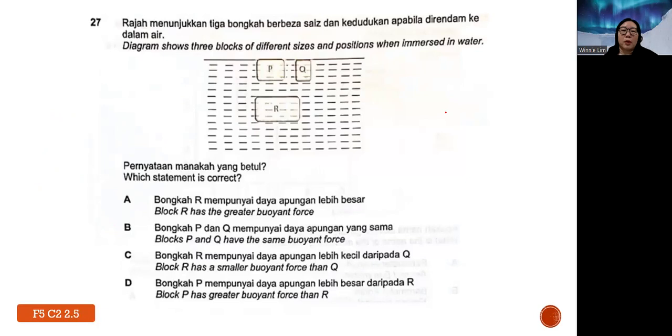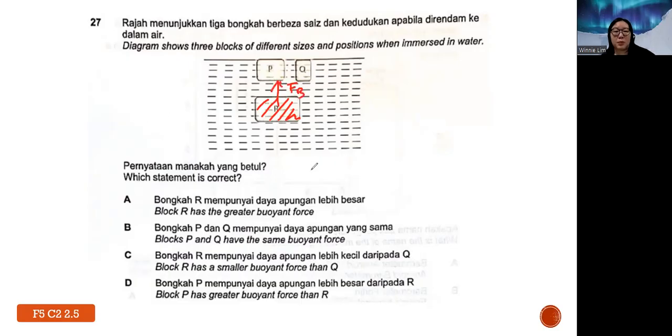27. Diagram shows 3 blocks of different size and position when immersed in water. Which statement is correct? Basically P and Q are near the surface, but R is deeper. R is deeper, but P and Q have different size, so the volume displaced is also different. Since R is deeper and has bigger volume, R is actually subjected to a bigger buoyant force.